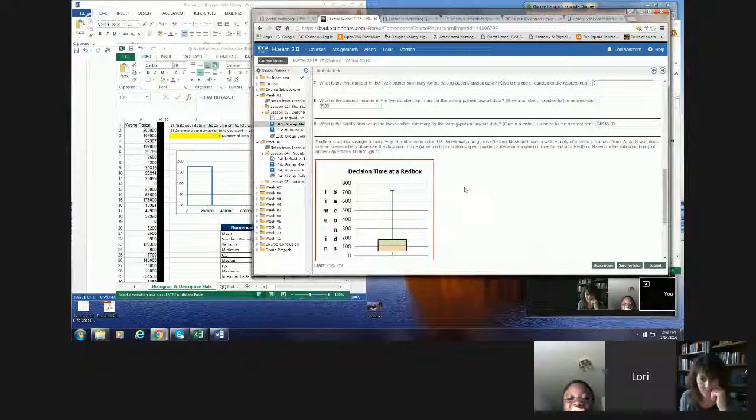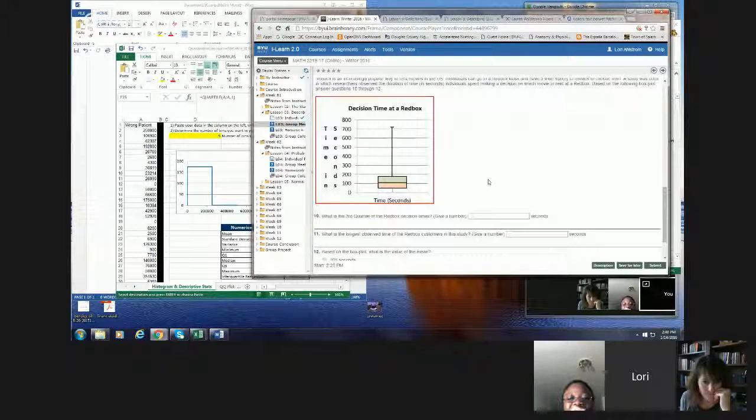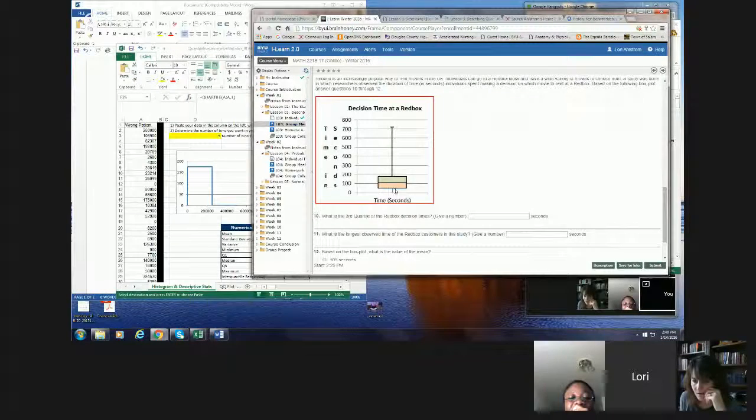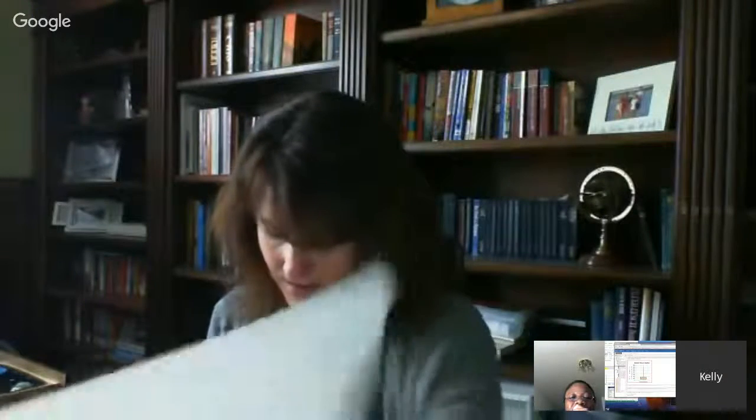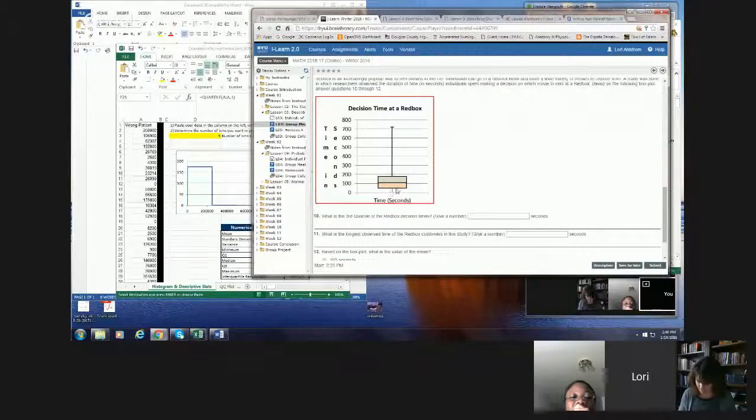What is the 3rd quartile of the red box decision times? Okay, give a number. And so, do you guys remember how they came up with this box graph? Yeah. The middle line is the median. The first line is usually Q1, and the second line right here is Q3. And then this is the minimum, and this is the maximum.